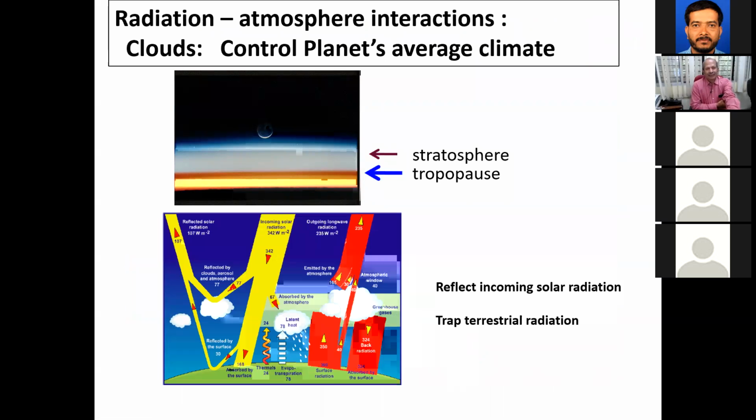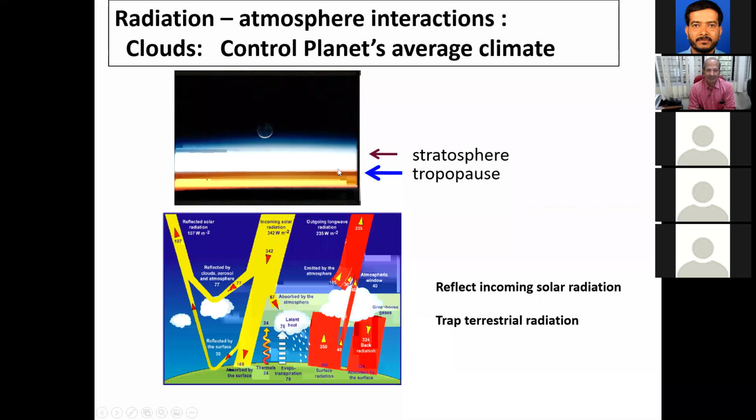And what roles the clouds play. One of the most prominent roles highlighted is that they interact with radiation. For example, the top photograph is taken by a satellite. At the top is the moon, and you have the stratosphere, which is bluish in color, and there is a thick dark layer that is the tropopause. Below that, you have the troposphere. Most of the drama played by the clouds is limited to the troposphere.